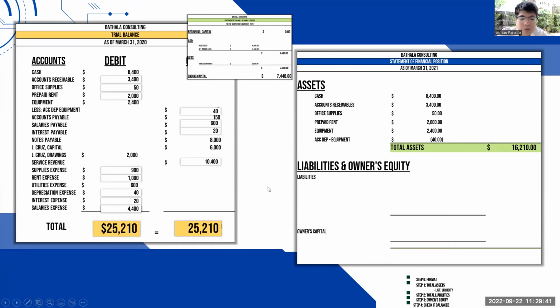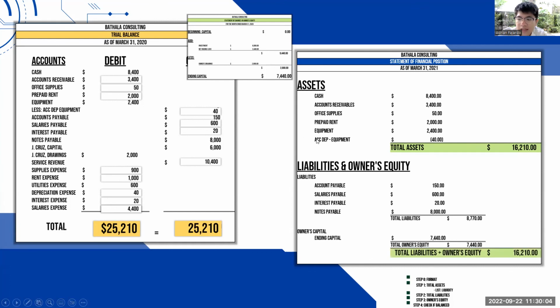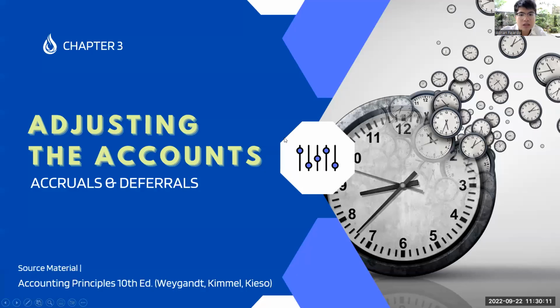So in terms of liabilities, what are liabilities? In terms of liquidity also. So current liabilities muna, accounts payable, salaries payable, interest payable, and then long-term liability of notes payable, giving you a total liability of 8,770. And then we get the ending capital of owner's capital of 7,440, giving you your total liabilities and owner's equity at 16,210. So actually sakto. So that ends our adjusting the accounts for chapter 3.